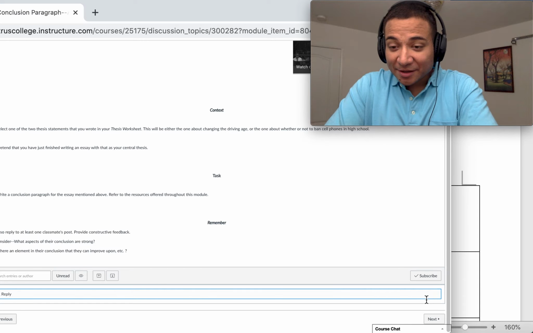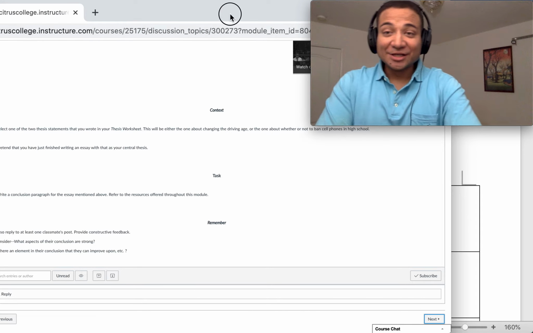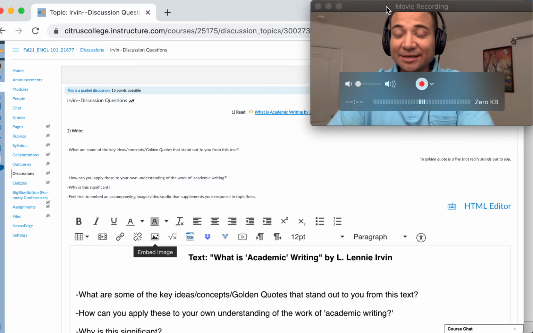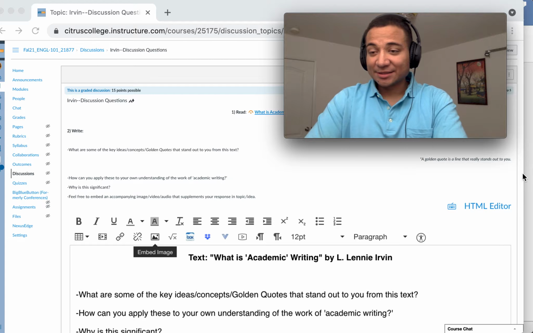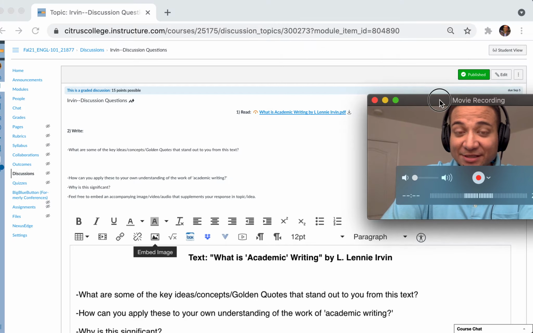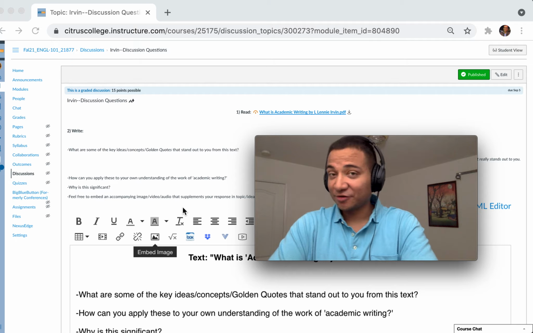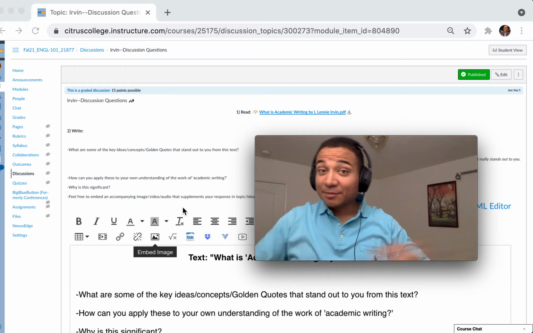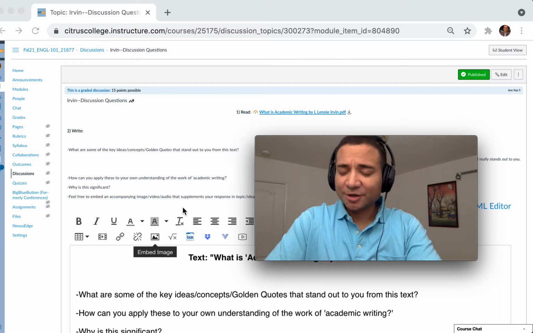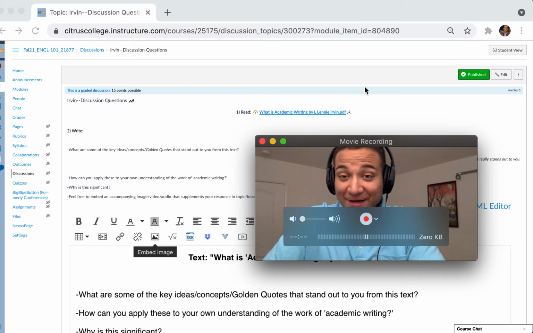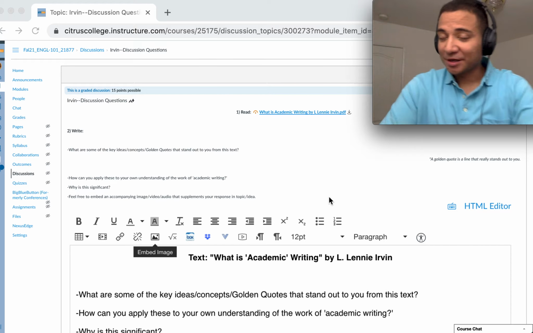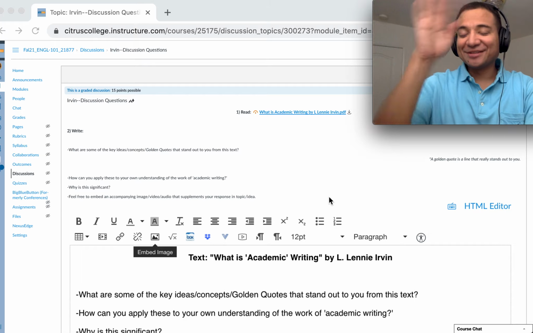So beyond that, what do we have? Oh, here's a big one. So when I was in grad school, we came across this text in a class where we were looking at how to teach English writing composition, and this text, What is Academic Writing by Lennie Irvin, just blew my mind and liberated me from a lot of the preconceived notions that I had that were constraining me. So I know you're gonna love this one. So read this article, and actually you'll probably be surprised that you'll be revisiting it even later on in this semester.